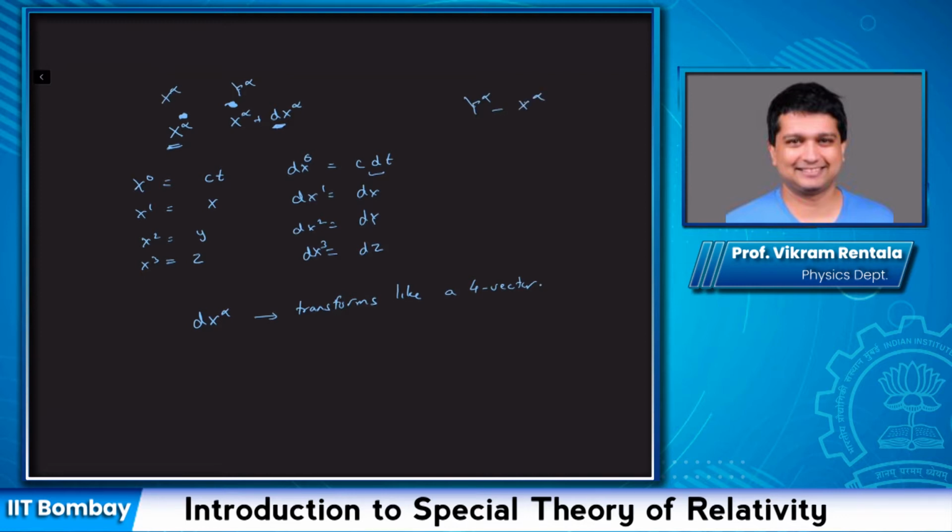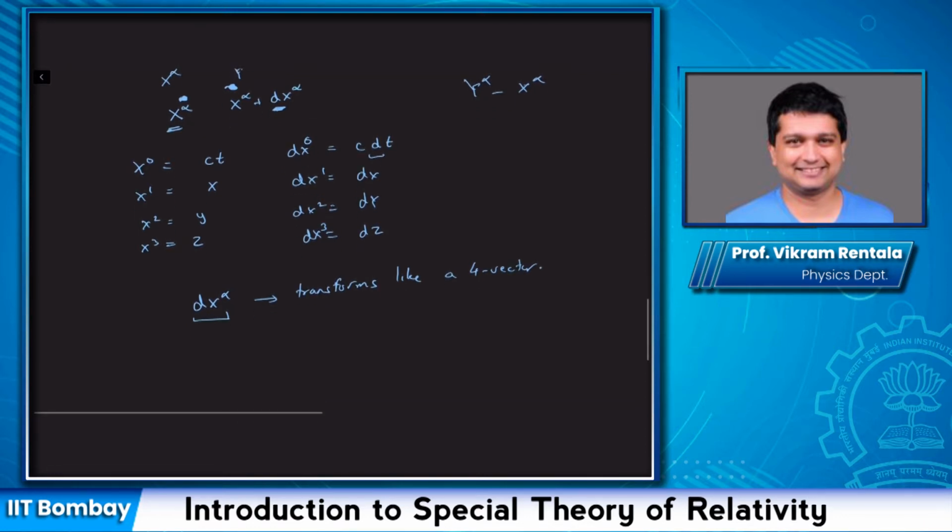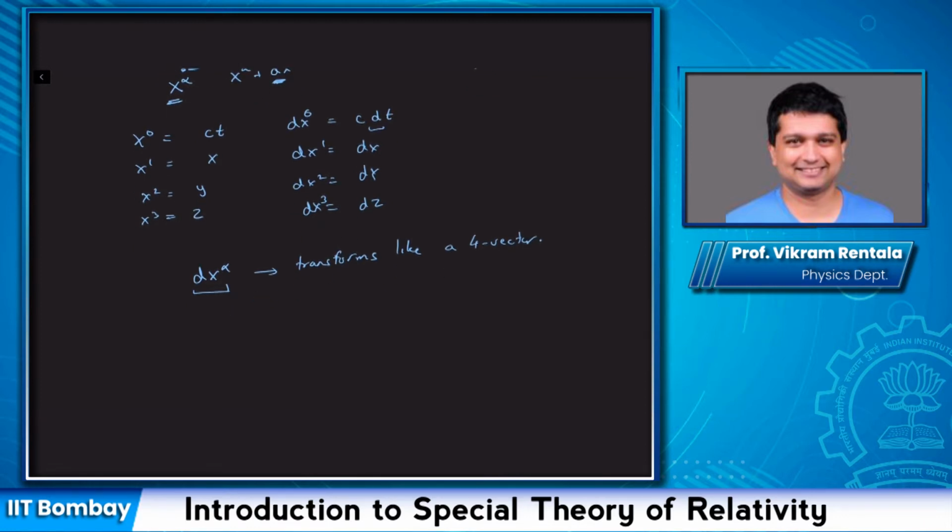So dx alpha transforms like a 4 vector. Okay, so suppose I denoted this as x alpha and y alpha. Both are 4 vectors, and therefore y alpha minus x alpha is also a 4 vector, and that difference is what we're denoting as dx alpha. So this should transform as a 4 vector. Okay, so in general, anything with one free Lorentz index, upper, transforms as a contravariant 4 vector.